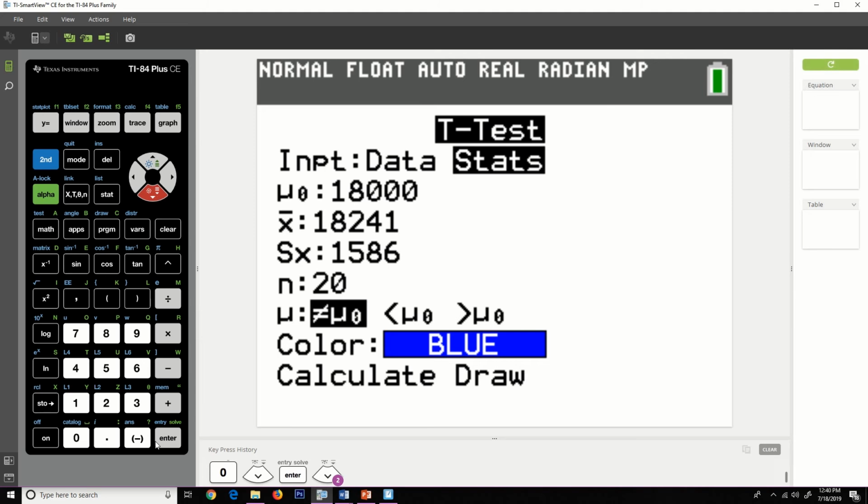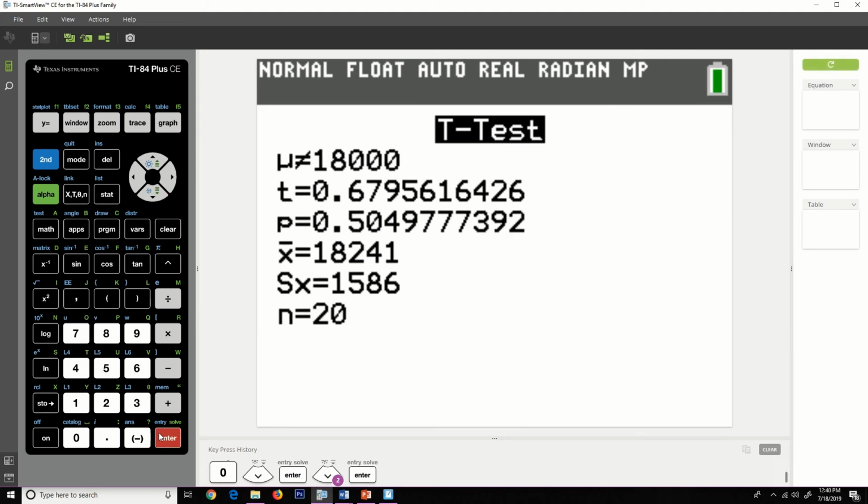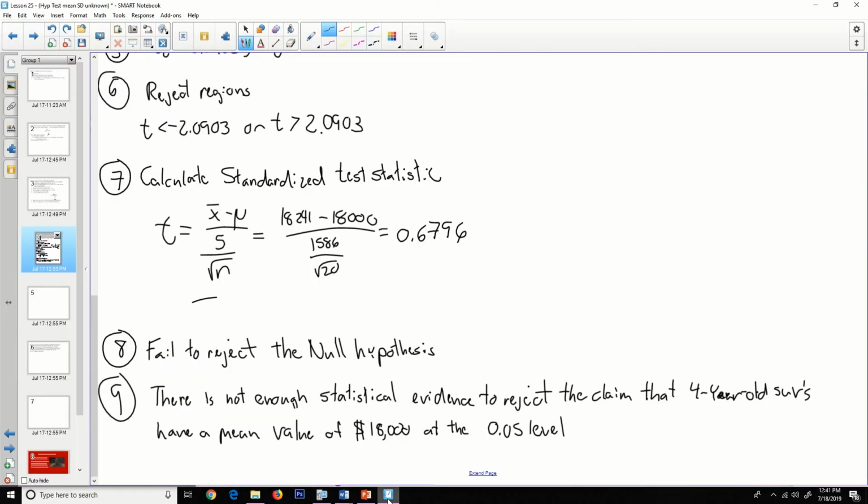So if I come down here to calculate, it calculates all of that value in here. You can see the test statistic. You can see the p-value. You can figure out there's our samples, and so according to the 0.05 level, this clearly is something that we would still fail to reject. Right.